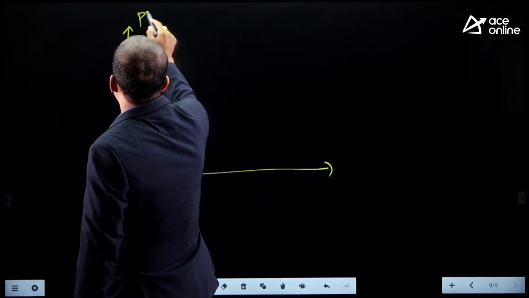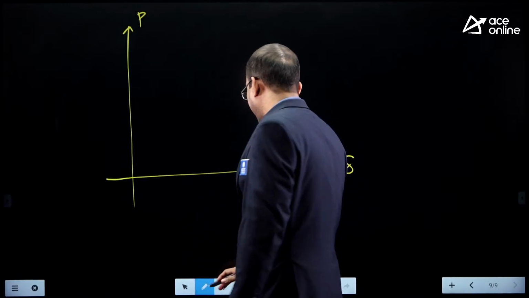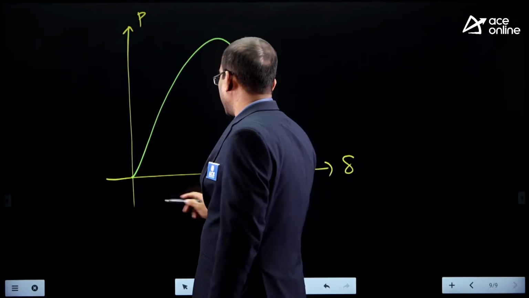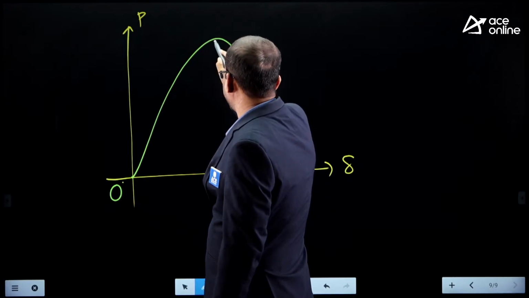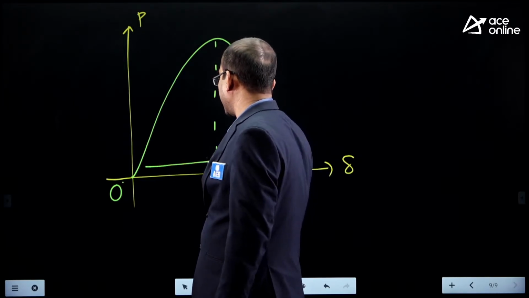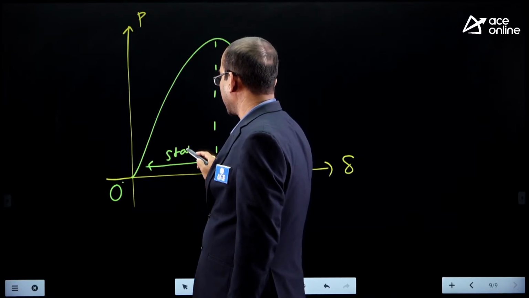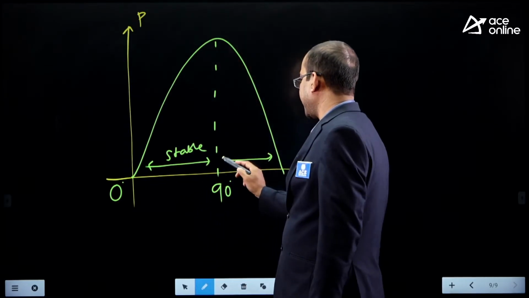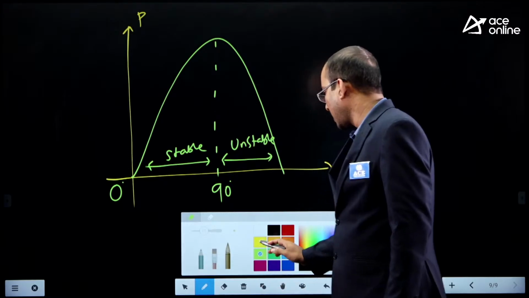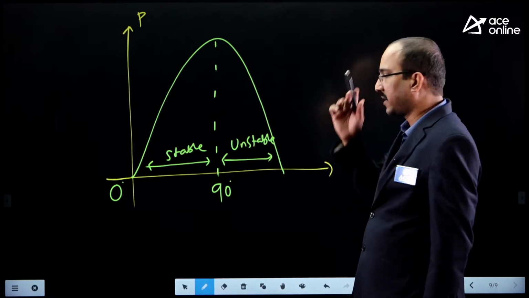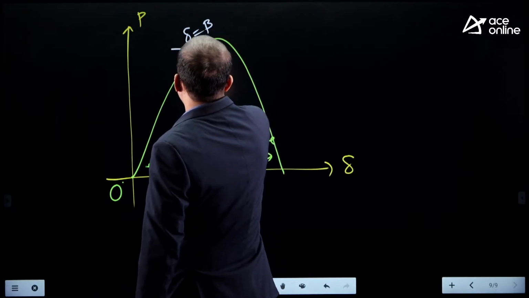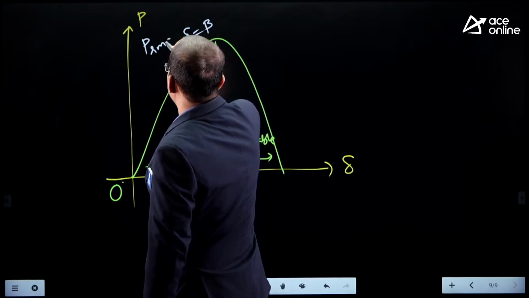If we observe the power angle curve, that is the variation of real power transfer with respect to load angle, it is a sinusoidal variation. For delta from 0 to 90 degrees, this is the stable region of operation. Once it exceeds 90 degrees, it results in unstable operation. Now, we get the maximum power transfer when delta equals beta. This is the point where you get PR maximum.